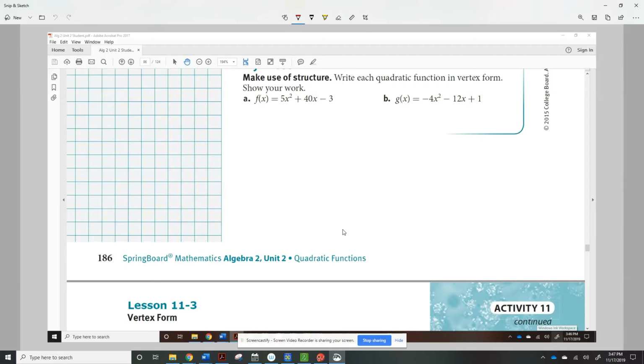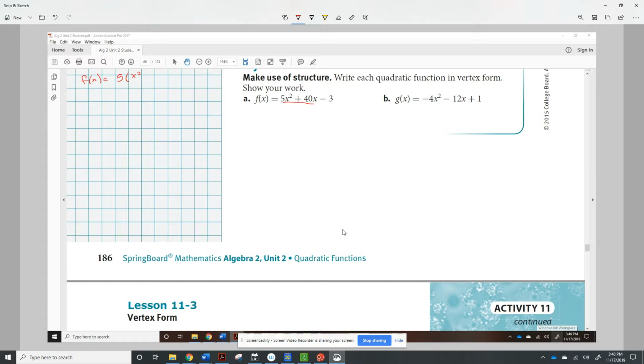All right, I'm going to work this example with you. I have this equation right here. Because of this 5, I'm going to start by factoring out that 5. I only have to do it from the first two terms. I don't have to worry about that 3. I'm just going to move that 3 out of the way.